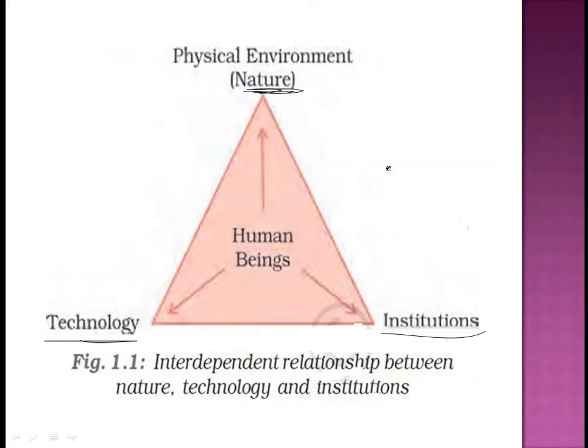This diagram you have to draw in your notebook, the same as it is. The interdependent relationship between nature, technology and institution. In the upcoming slide we are going to have more explanation on this. A question can be there on this particular illustration or from this figure: describe the interdependent relationship between nature, technology and institution with the help of an example. I place the example of iron. You can place the example of anything and you can explain it very well.